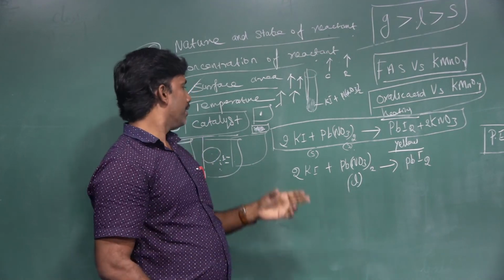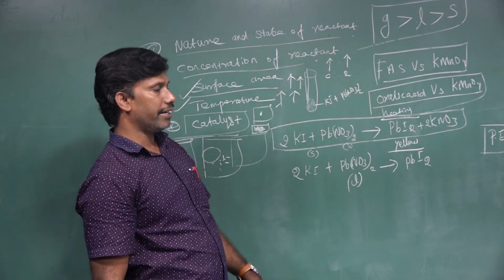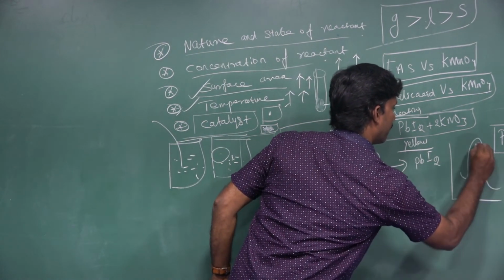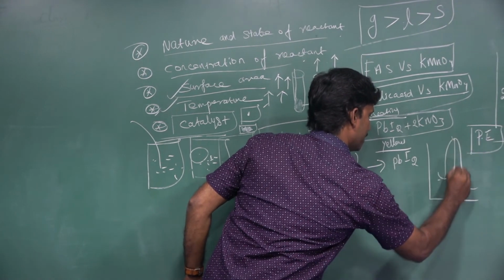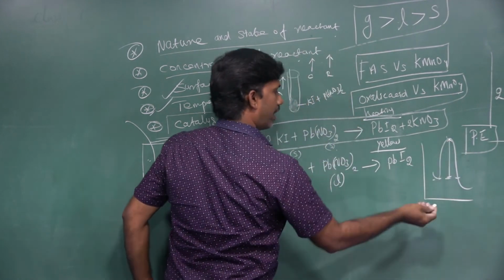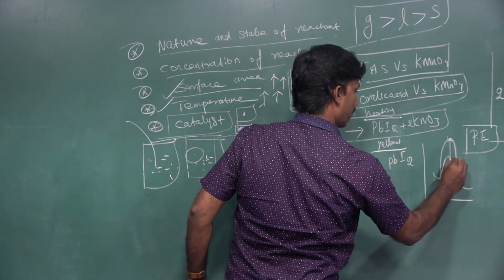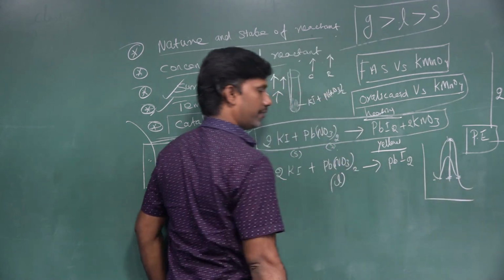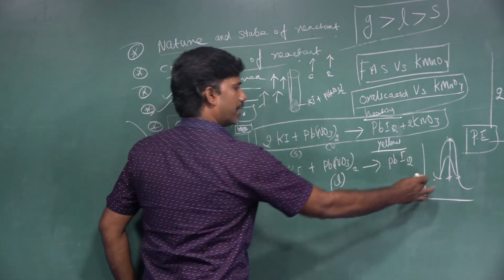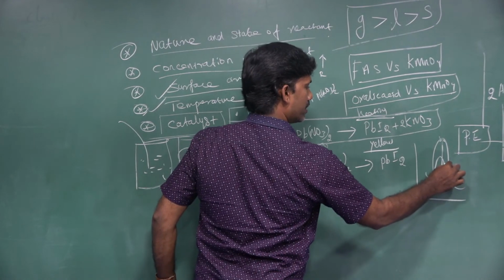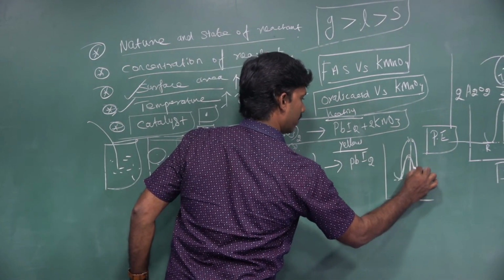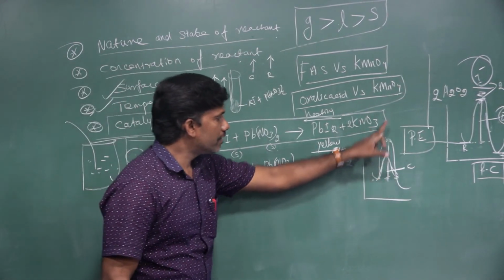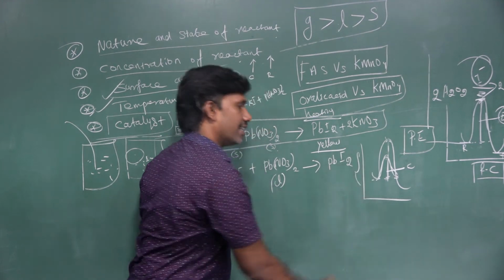For example, when you add a catalyst to that reactant, normally this is EA. After adding the catalyst, this will be EA. You need that much EA without a catalyst. The reaction may be carried out, but you need this much amount. The second curve shows the presence of the catalyst. After adding the catalyst, this curve becomes very small. That means the activation energy is reduced.